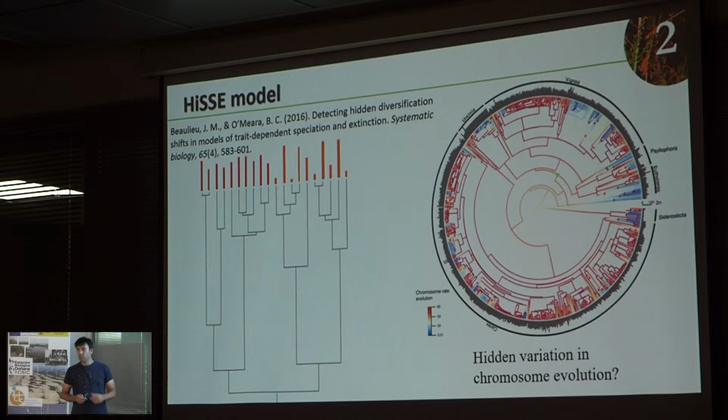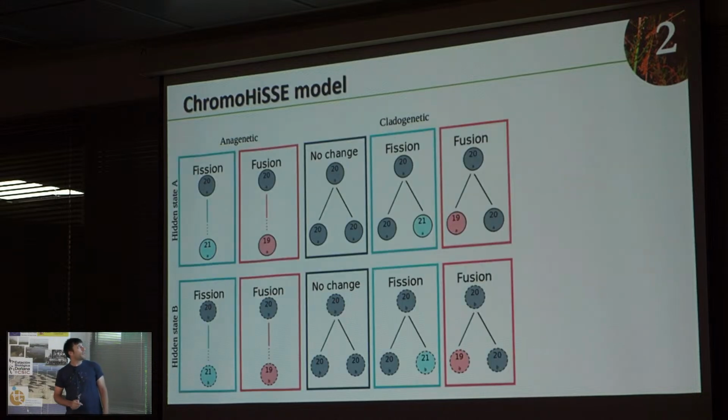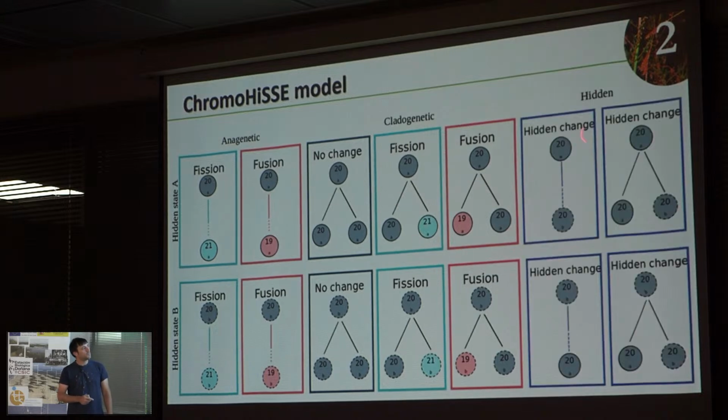So in order to take this into account in this model, we include what are called two hidden states, A and B. For each of these states, we have the same set of anagenetic and cladogenetic parameters. We allow transition from hidden state A to B and vice versa. And we also allow cladogenesis with a change in this hidden state.